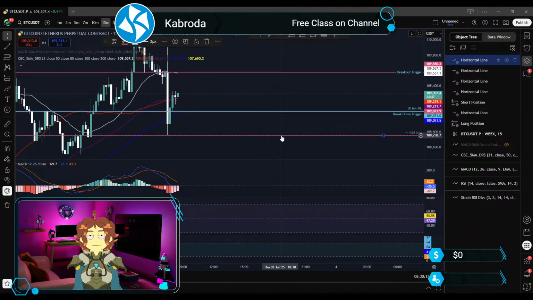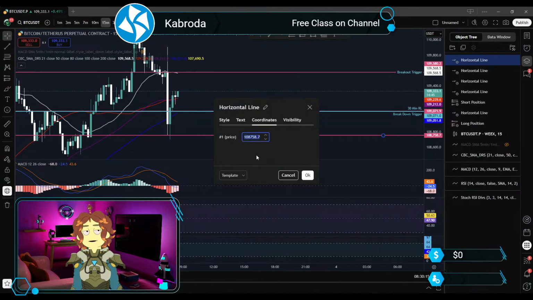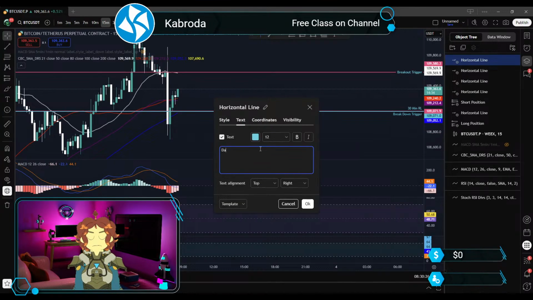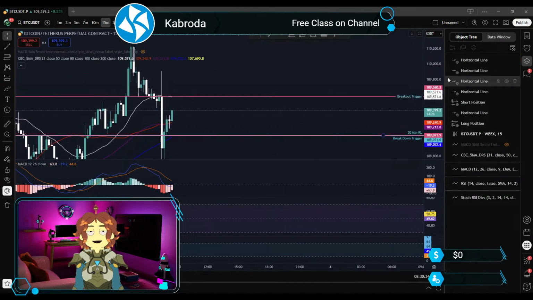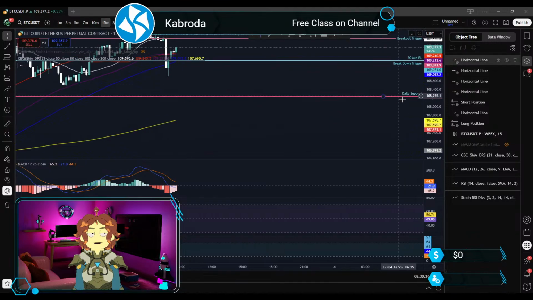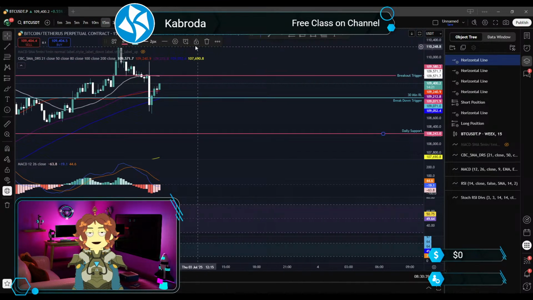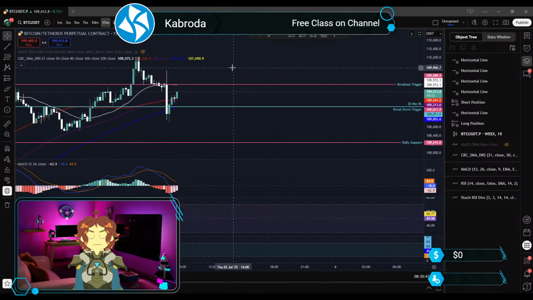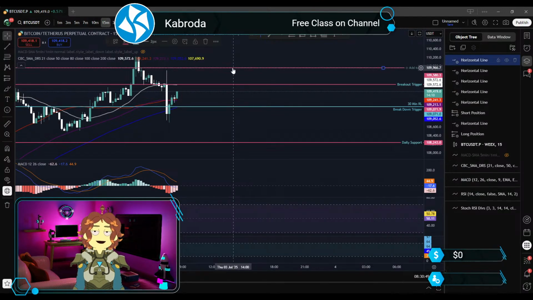All right, so daily support: Alt H, settings, coordinates. Daily support's at 108.43. And we'll put the text daily support. Boom. We got our daily support down there. Put that back in the middle. All right, and then the next one we got is our daily resistance.